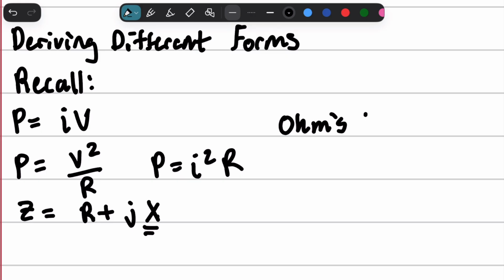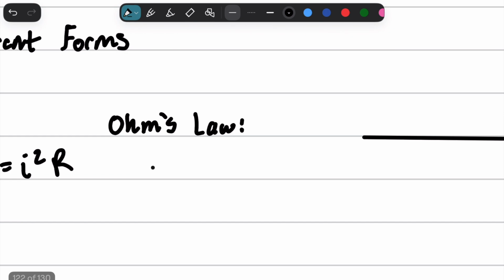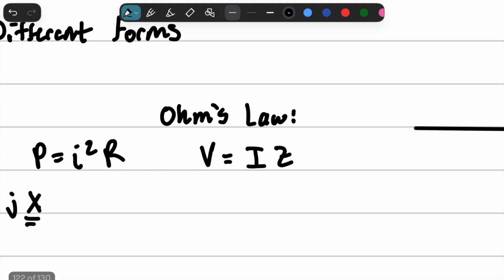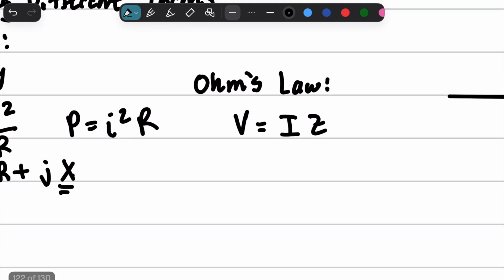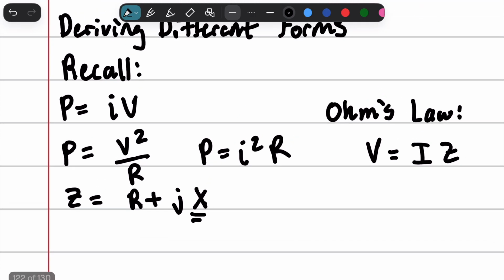It's Ohm's law. And we have to generalize Ohm's law a little more, and it's going to be V is equal to, we'll call it big I this time, times Z, okay? Because it's no longer just R, it's also Z. And as such, we're going to basically turn them into these kinds of forms right here.